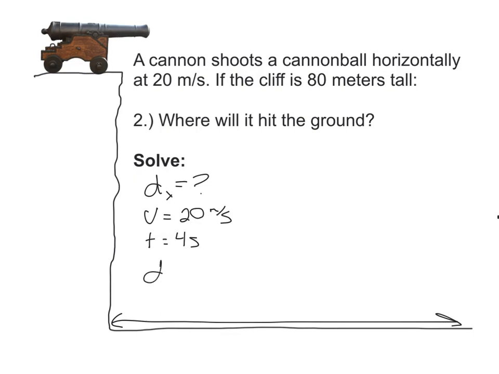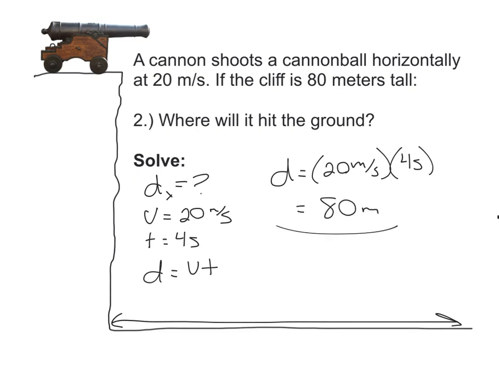So we know that distance equals velocity times time. I just put that in here: distance equals velocity, 20 meters per second, times time, which is 4 seconds. So we have a distance equaling 80 meters.